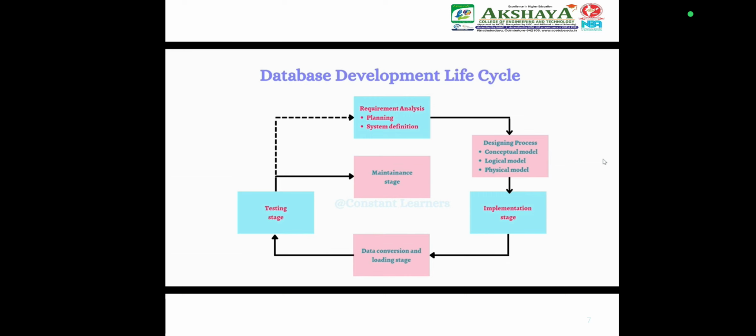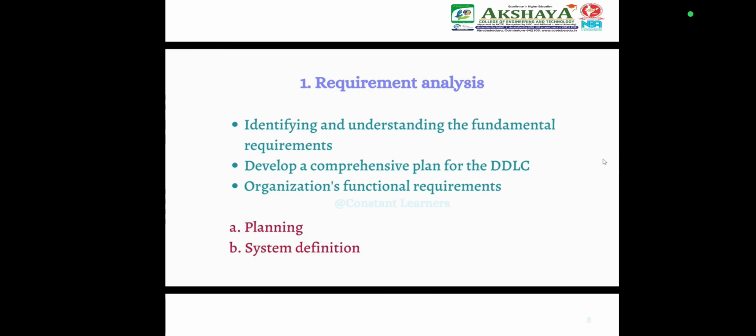Now I am going to tell about the database development life cycle. It can be divided into some stages. The first stage is requirement analysis. Requirement analysis is used to identify and understand the fundamental requirements and develop a comprehensive plan for the DDLC, organization functional requirements. Requirement analysis can be divided into two sections. One is planning and the other is system definition.